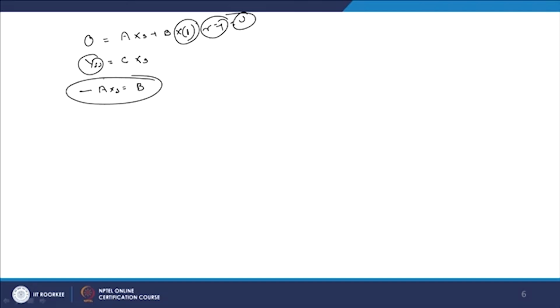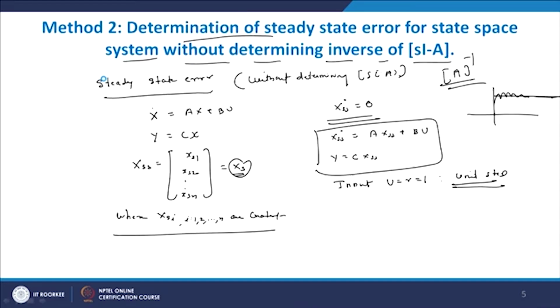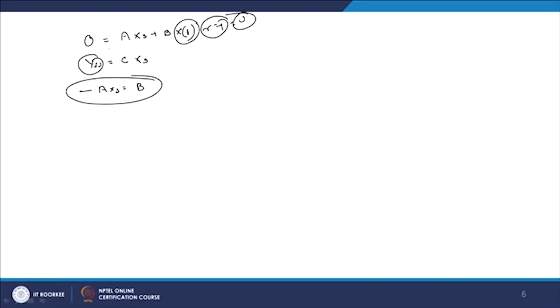So, minus A x_s equals B, and as I told you, x_ss can be written as x_s. Therefore, the same thing we have written: 0 equals A x_s plus B into r. So, B into 1, the step input, that is r equals 1, and therefore we get y_ss equals C into x_s. Now, here x_s equals minus A inverse B. x_s is nothing but minus A inverse B.